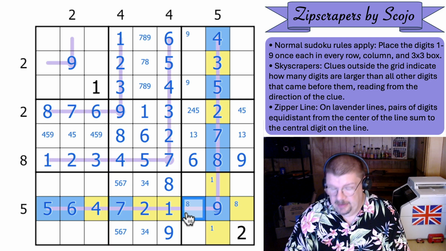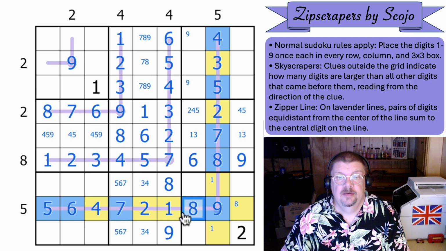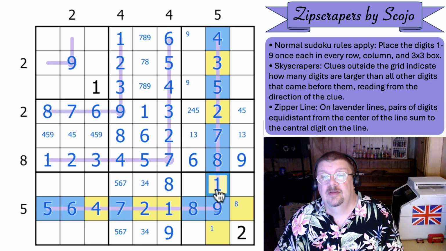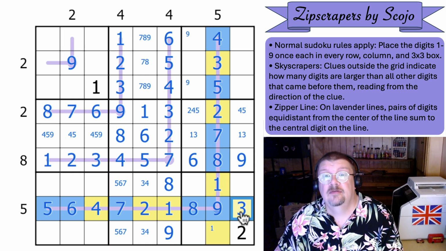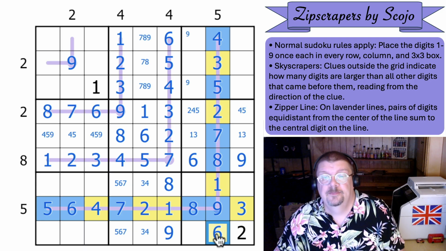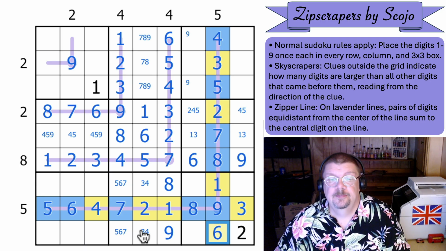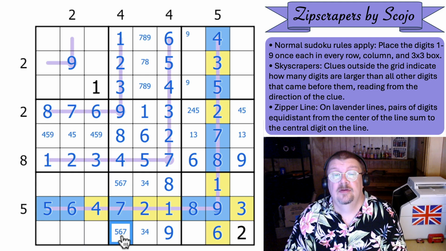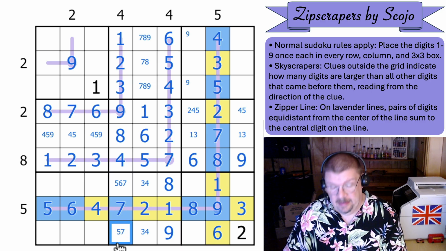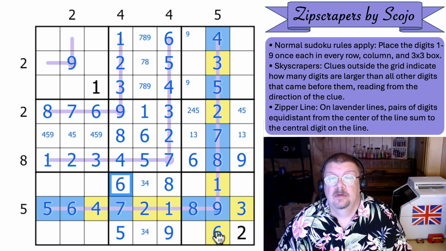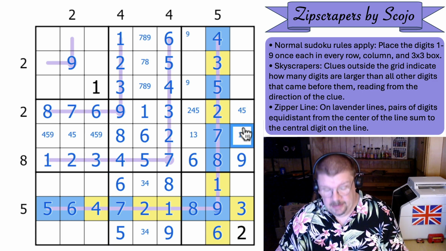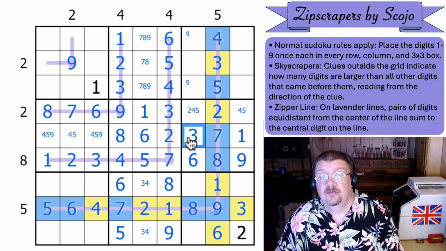This now must be the 8 in order to be seen. That makes that a 1. And then this digit is the remaining digit in the row. That is a 3, and that is a 6. Very, very nice. That is no longer 6. In fact, that must be a 5. That's a 6. This 3 is making this a 1 and this a 3.